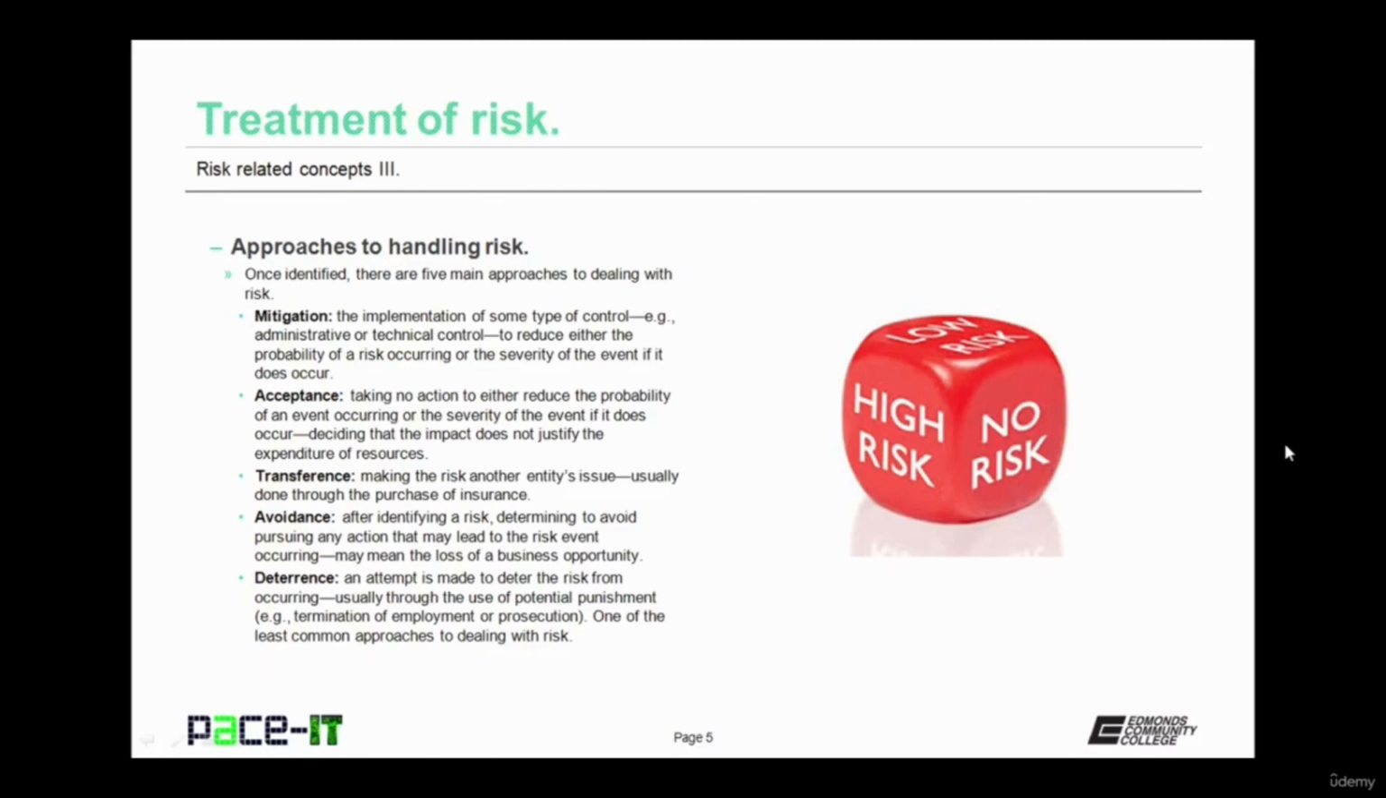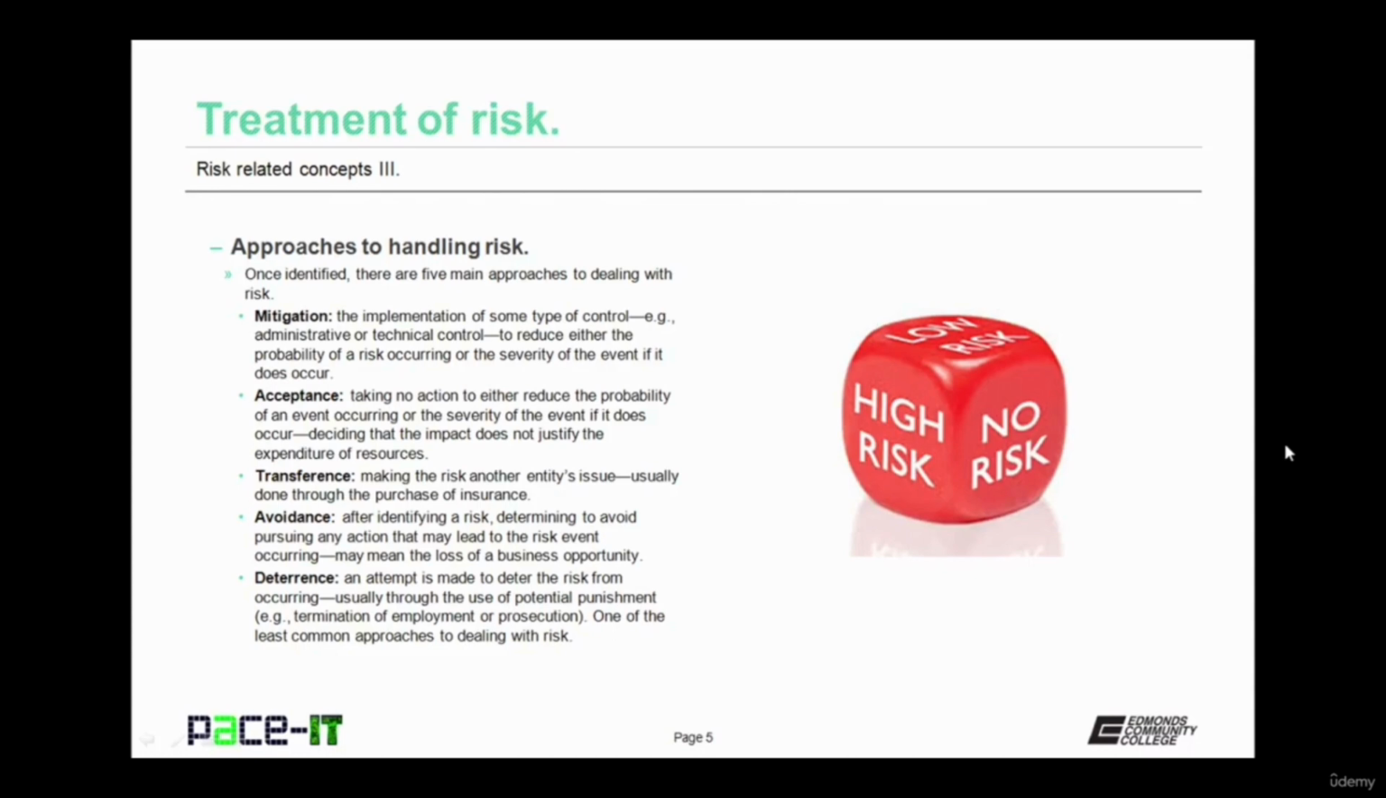Then there's acceptance. That's taking no action to either reduce the probability of the event occurring or the severity of the event if it does occur. This is deciding that the impact of the risk does not justify the expenditure of resources to get rid of the risk. Then there's transference. This is making the risk another entity's issue. It's usually done through the purchase of insurance.